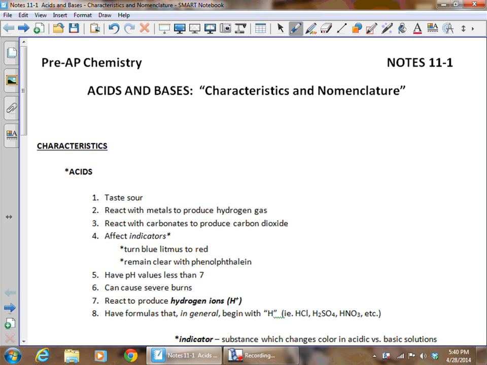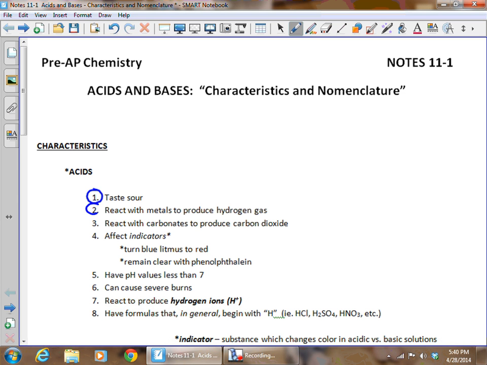Now, we didn't actually taste anything in lab, but one of the things that's true about acids is that they tend to taste sour. We've seen that happen. We mentioned in the lab that it happens with our citric acid containing fruits like lemons and limes and oranges and grapefruits. So that's an example of an organic acid and how it tastes sour.